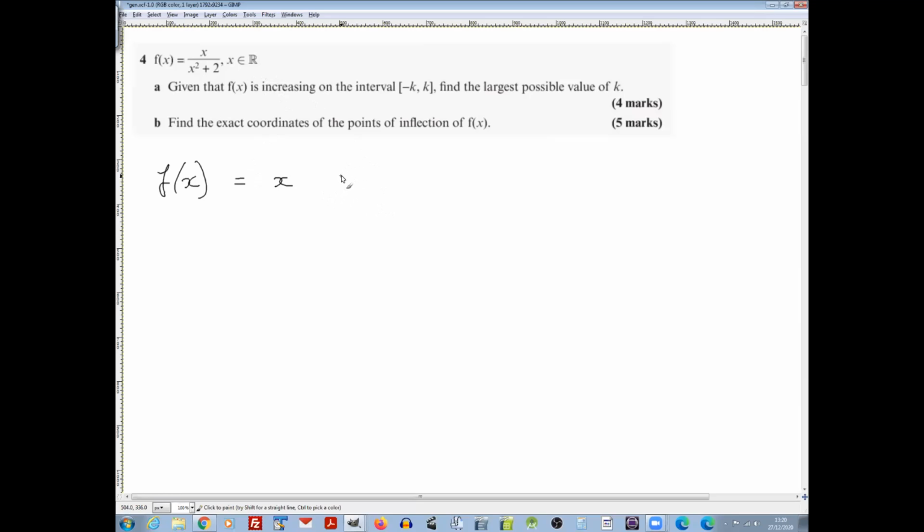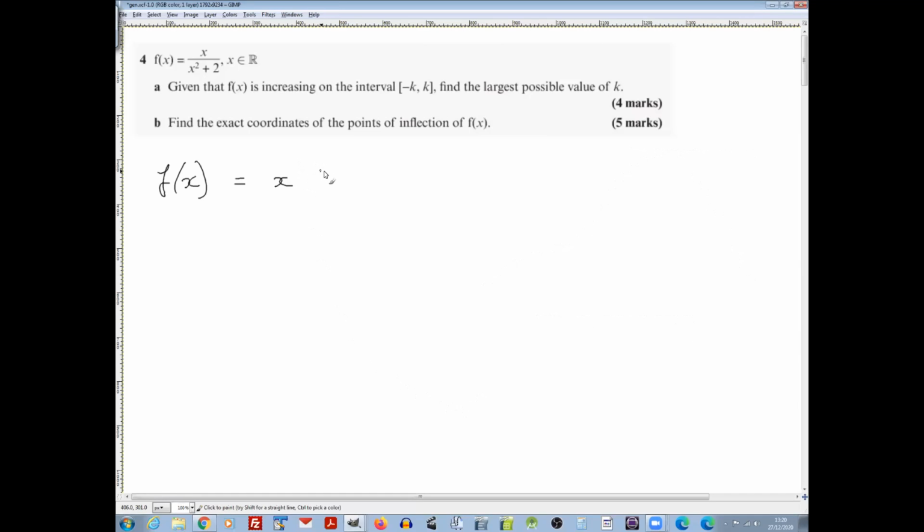Great, yes. Get the gradient function, and we want to find that point that I drew at the top there, because that's how far along we could possibly be. That would be the largest value of k before it starts decreasing again. You've totally got it.